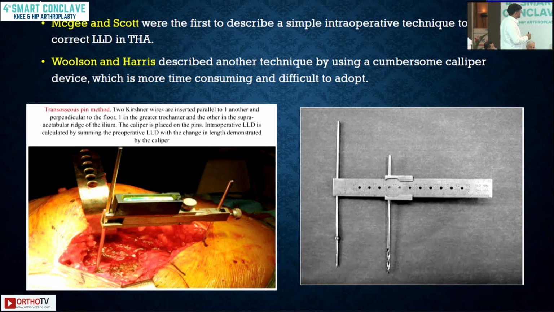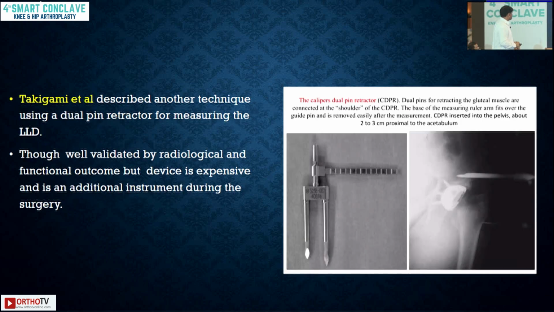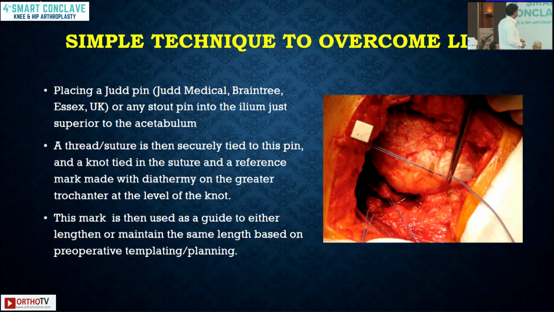So, just quickly, historically, what we have been using. First was McGee and Scott, and then there are other methods in which you put a pin in the greater trochanter and the other in the acetabular ridge, and then you can measure this with the caliper. But this takes a lot of time. Then there is Dr. Ranawat's technique, in which you put a pin in the infracotyloid groove and then measure it. These are the different techniques which have been used.